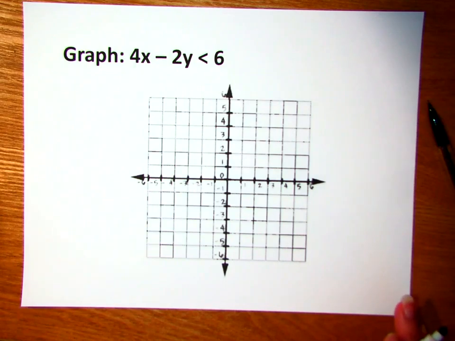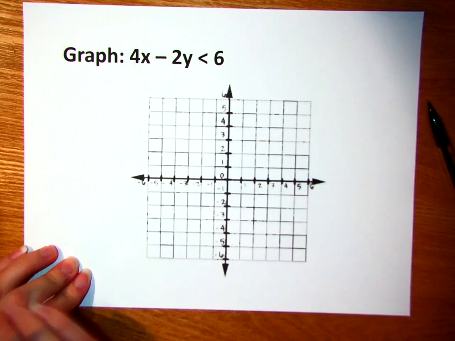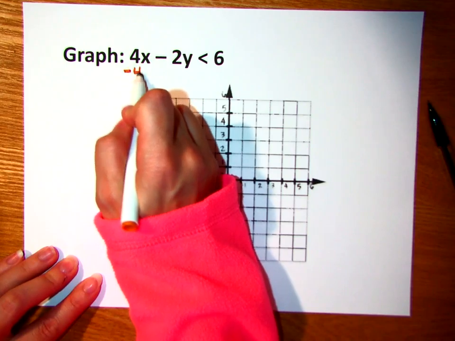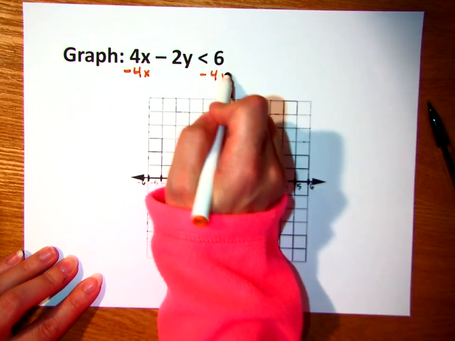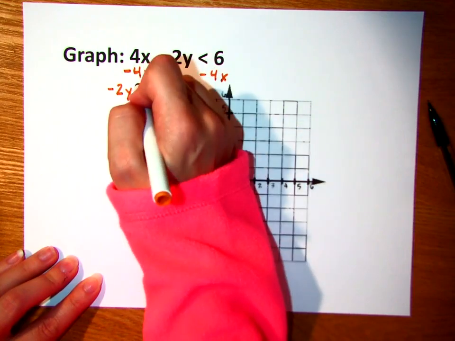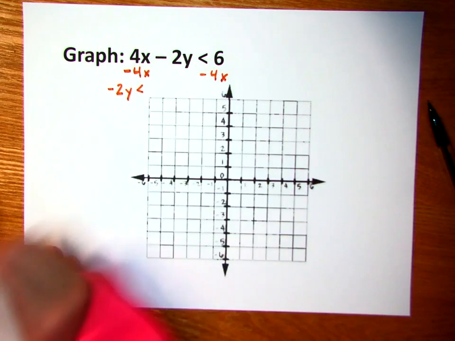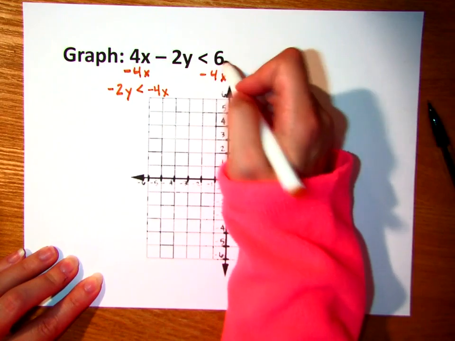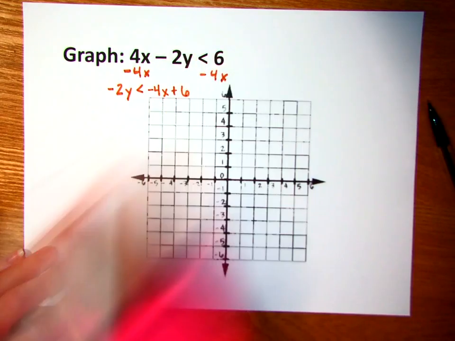In this example, we're going to graph, but we're not in slope-intercept form first. So remember, we want to subtract that 4x from both sides. That leaves me with negative 2y, keep that symbol, is less than, we want that x term first, negative 4x, that is a positive 6 here.